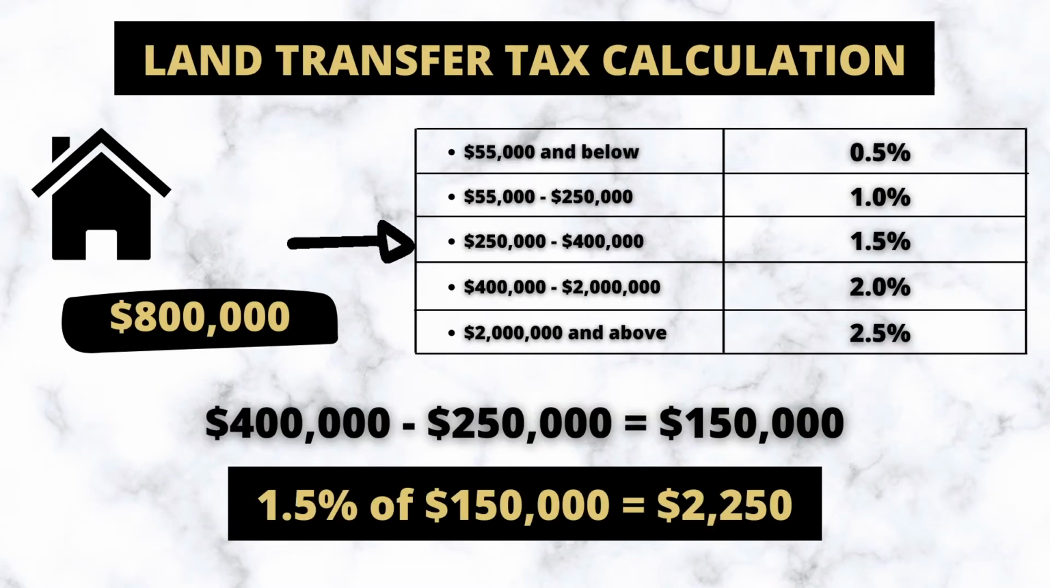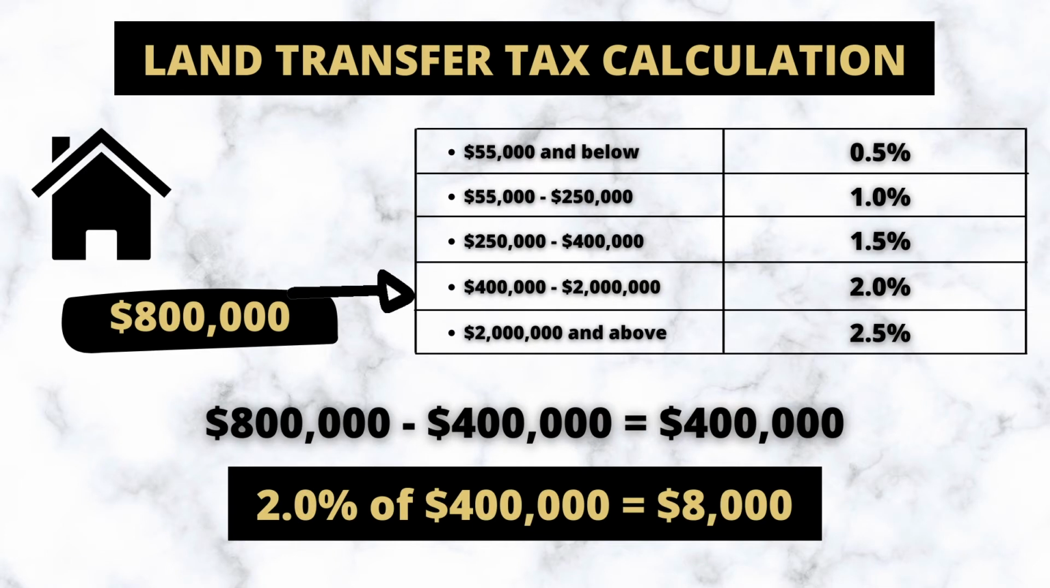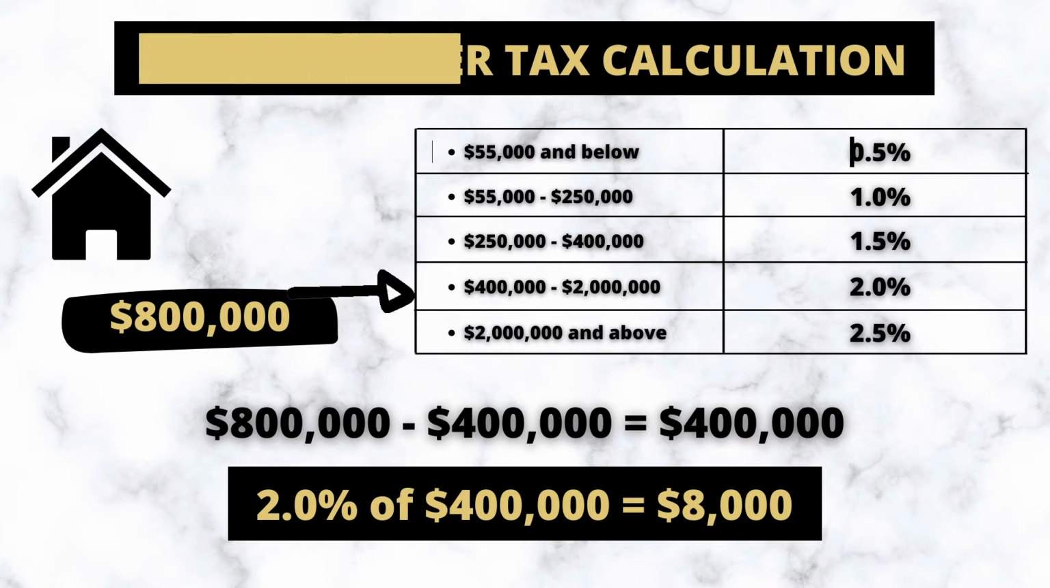You're going to do 1.5% of 150K, which is $2,250. And then finally, since the 800K home falls in that fourth bracket, we're going to subtract 400,000 from 800,000 to get the remaining amount of 400K. Then we simply take 2% of 400K to get $8,000.